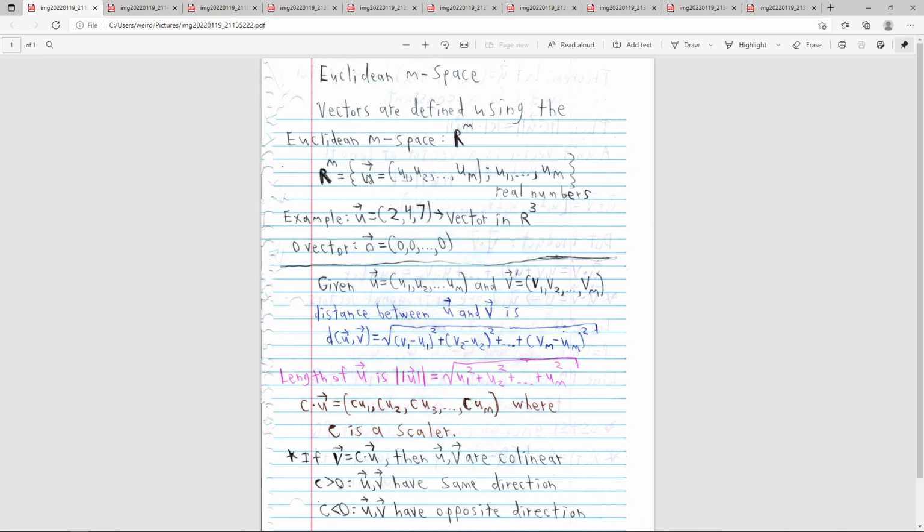And basically, when you have a vector like that, you have U, and if U is a vector, that's why I have an arrow above it. It's any vector and it has its own components, U1, U2, etc. to UM. And U1 to UM are real numbers. So vector U equals 2, 4, 7 is a vector in R3 because there's 3 components. And the 0 vector in general is 0, 0, and so on for however many dimensions there are, basically. So the 0 vector is always 0 though, every component. Every component is 0.